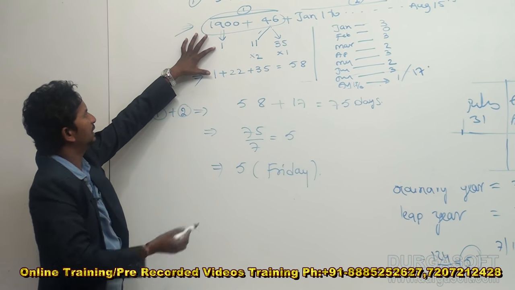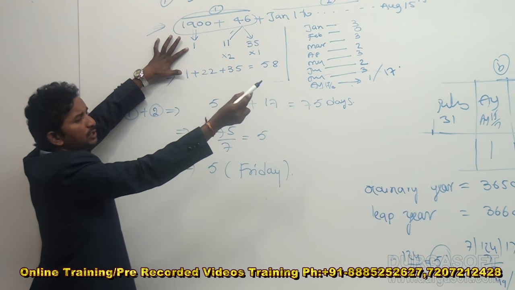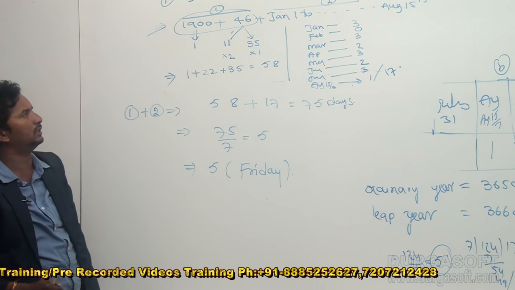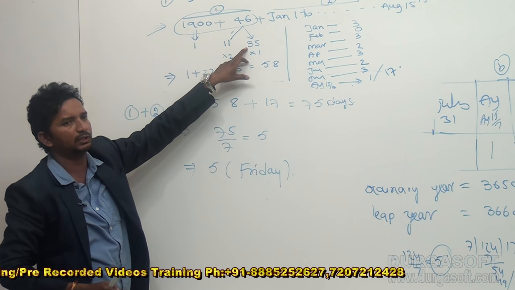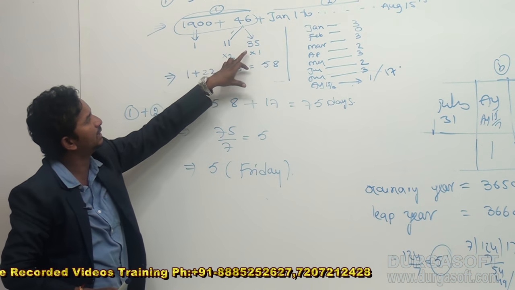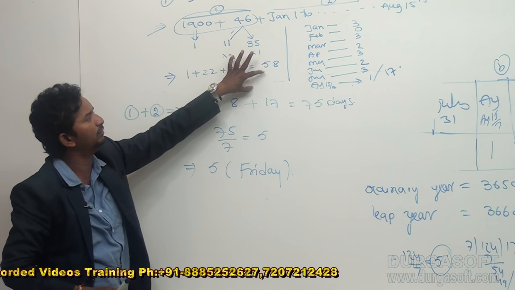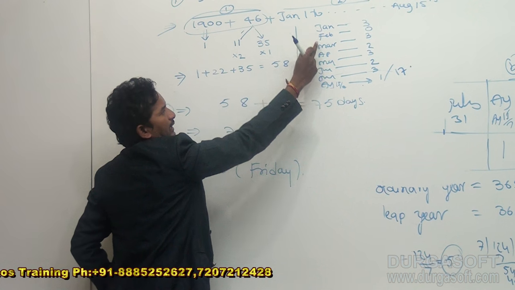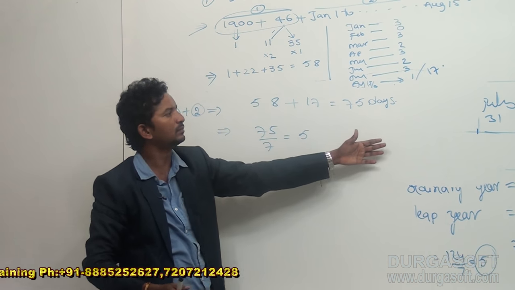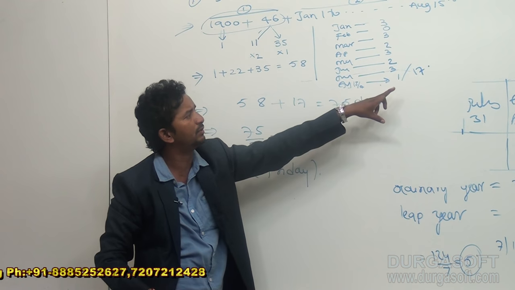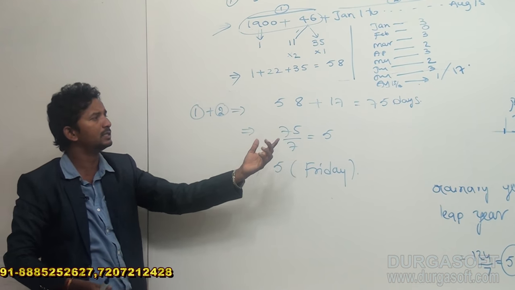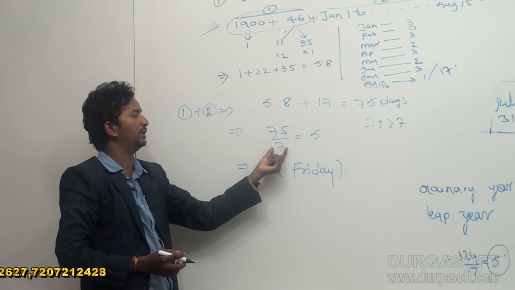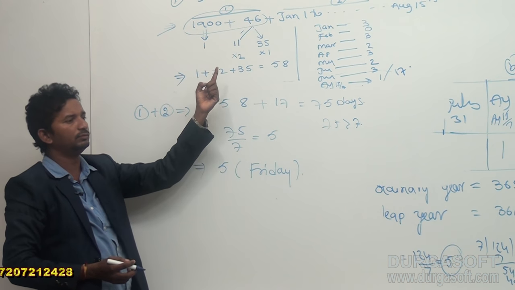Now I am explaining the problem once again. The 19th century contains 1 odd day. See the century table, 1 odd day. Now 46 years: how many leap years and how many non-leap years are there? 11 leap years and 35 non-leap years. The leap year contains 2 odd days, multiply, and 35 is 1 odd day, multiply. Total will be 58, up to 1946. Again January to August 15th, you calculated from the month table, 17 days. Total will be 75 days. 75 days is greater than 7, so 75 divided by 7, the remainder 5 is the day, which falls on Friday.